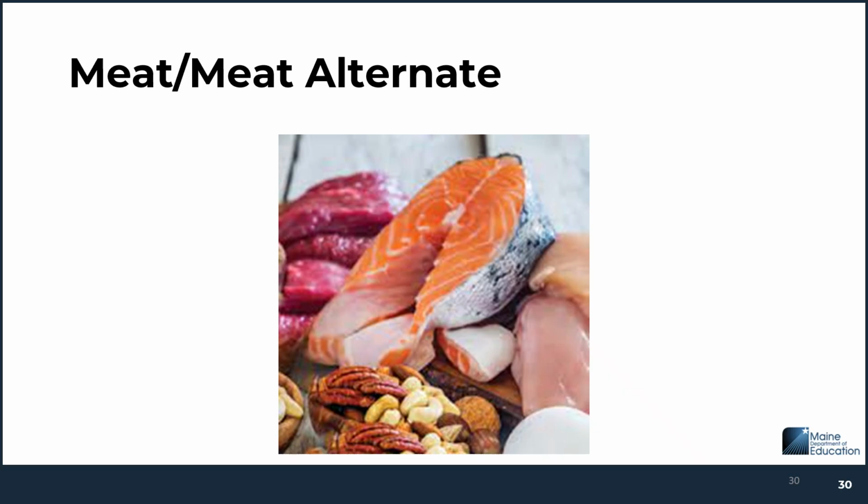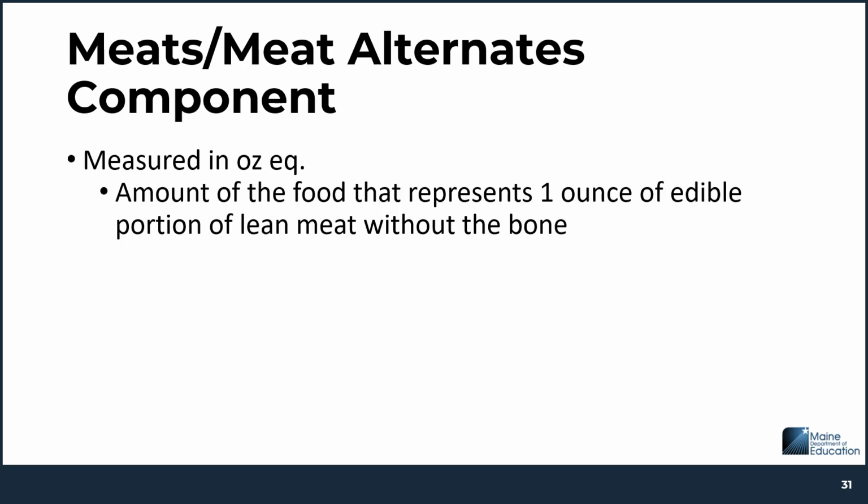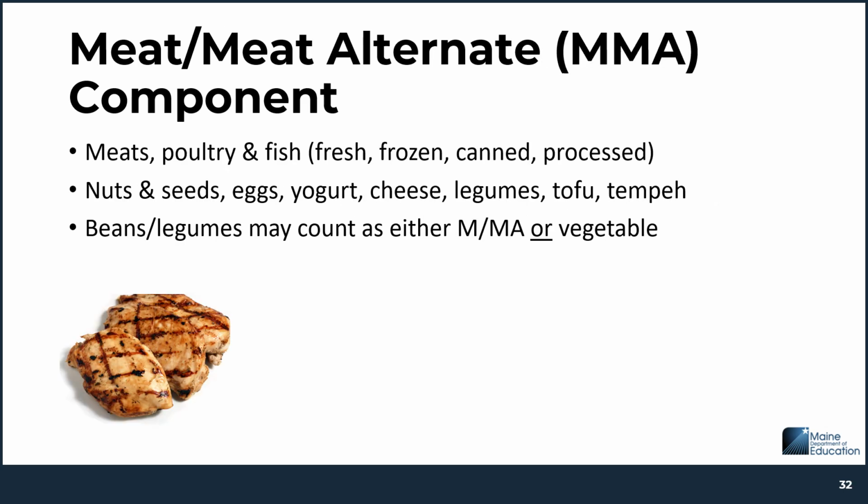The next component we will look at is the meat alternate component. The meat alternate component is also measured in ounce equivalents, just like the grain component. So this is the amount of food that represents 1 ounce of edible portion of lean meat without the bone. The meat component includes meat, poultry, and fish. It can be fresh, frozen, canned, or processed. It also includes nuts and seeds, eggs, yogurt, cheese, legumes, tofu, and tempeh. These would be considered meat alternates.